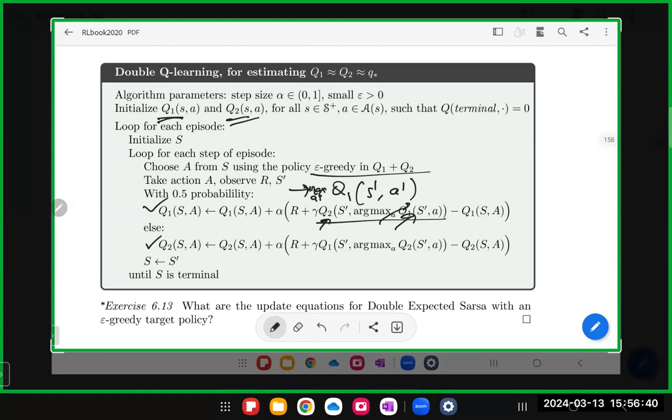So here they are using the best estimate of Q. Q1 plus Q2 by 2 is the best estimate of Q, right? So they are just behaving epsilon greedy with respect to Q1 plus Q2 by 2. Which policy? Finally, after you converge, the policy will be the argmax with respect to Q1 plus Q2. Because finally, after everything is done, you can just take Q equal to Q1 plus Q2 by 2 and use that as your estimate of Q.